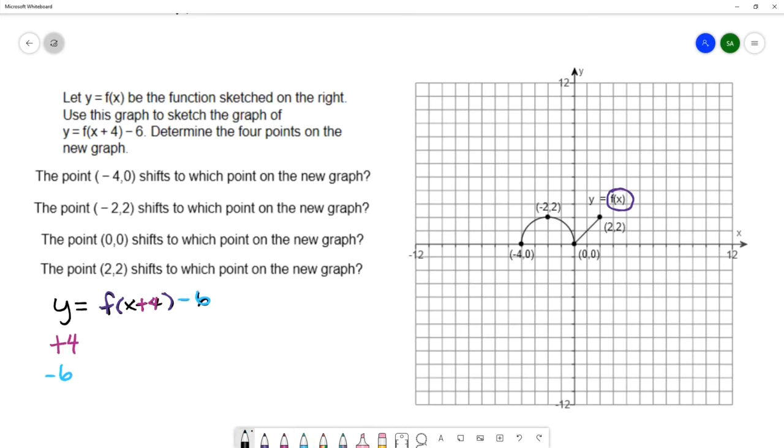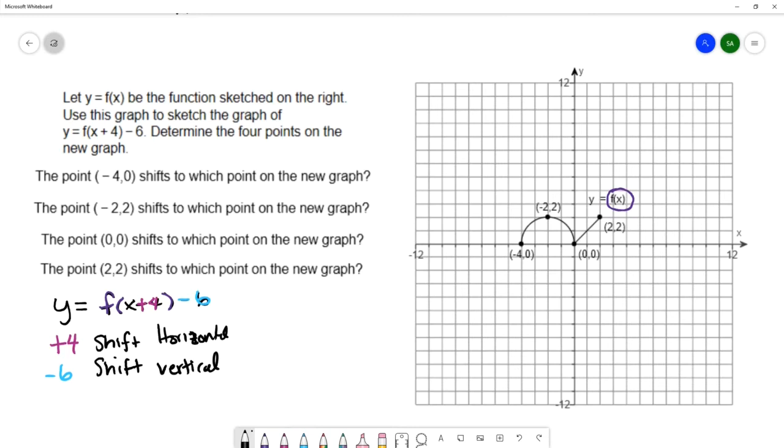Now when we add and subtract to a function, this causes a shift in the graph. So we have adding and subtracting, we're going to have shift. Now, if that adding or subtracting is on the inside, it's a horizontal shift. And if that adding and subtracting is on the outside, it's a vertical shift. Now, horizontal is either left or right. Vertical is either up or down.